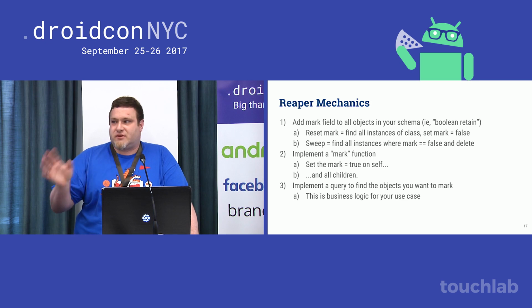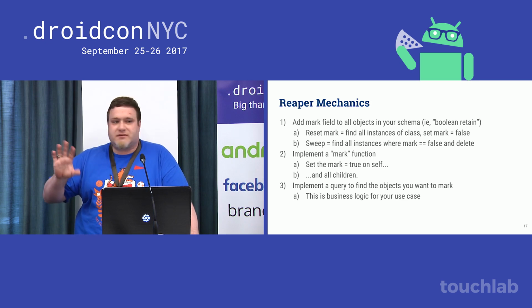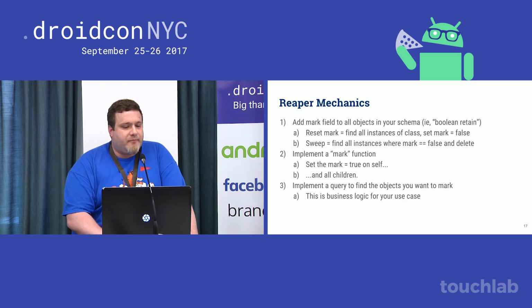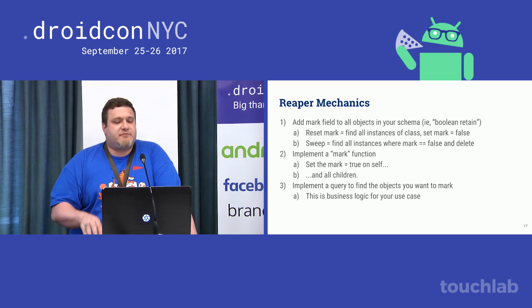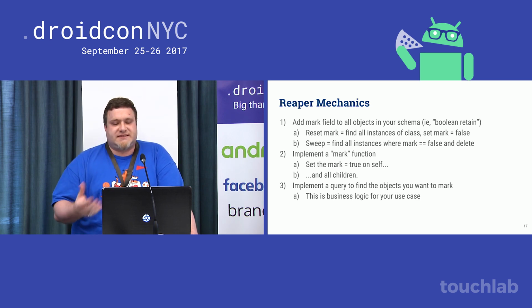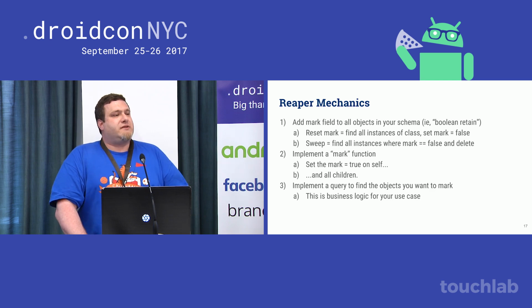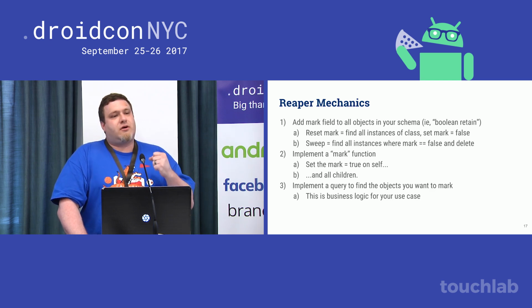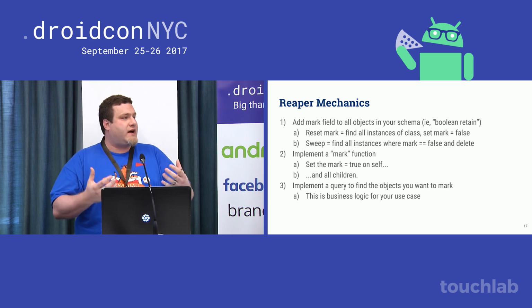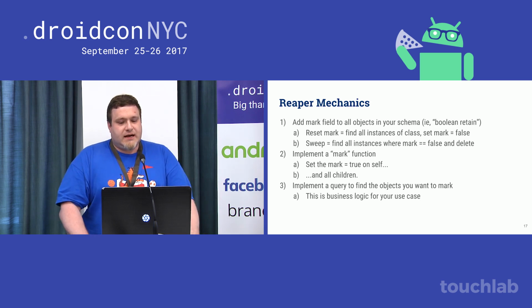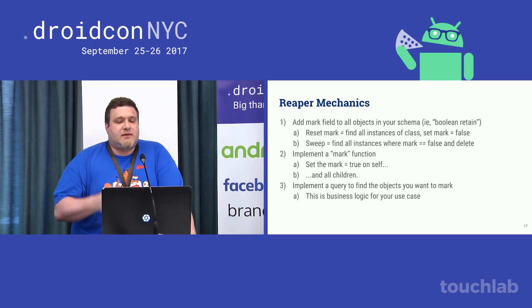And Realm has great tutorials on queries and all that, so I didn't put a ton of examples on here. The magic of all of this happens in the mark function. The process of marking an object is conceptually very simple, right? You set the mark field to true on yourself and on all of your children. So it's: I'm in use, and therefore everything that I require is also in use. So to mark a recipe, you'd set the mark on the recipe and on all the ingredients that it uses.